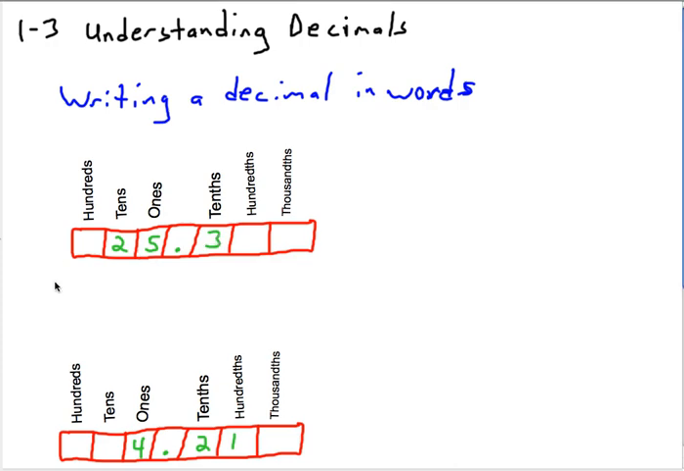We can just write 25. Anything to the left of the decimal, you can just write as a regular number. When you get to the decimal, you write the word and, or you say the word and. 25 and then everything after the decimal you say as a number. So the number 3. So 25 and 3, and then you look at the place value, tenths.